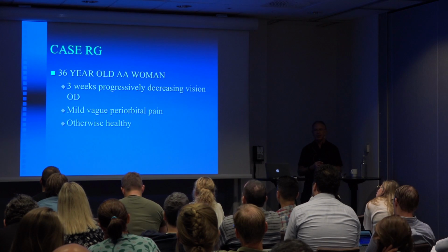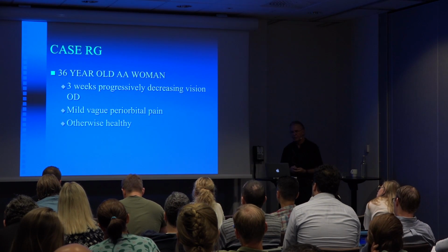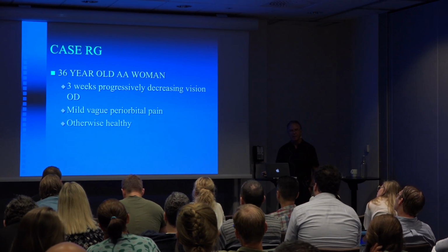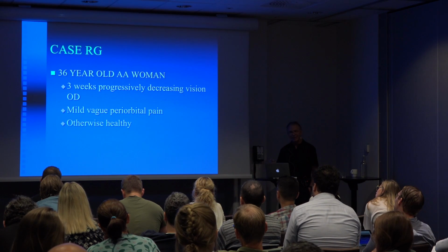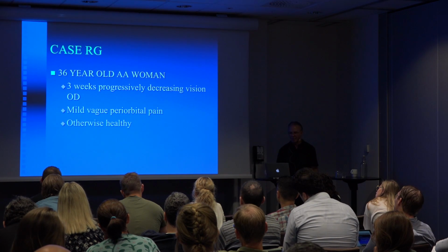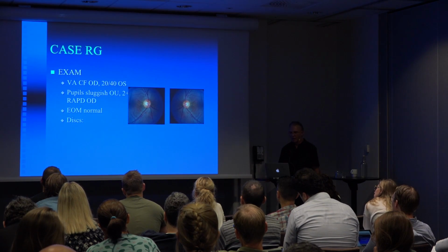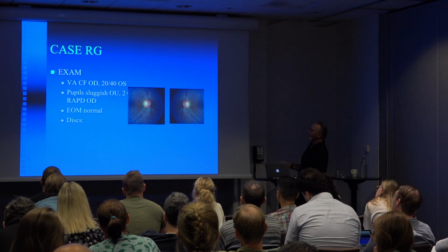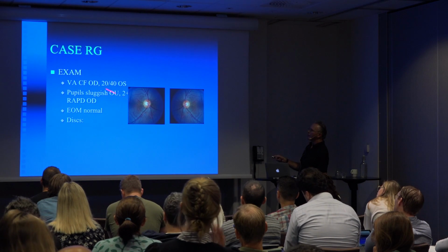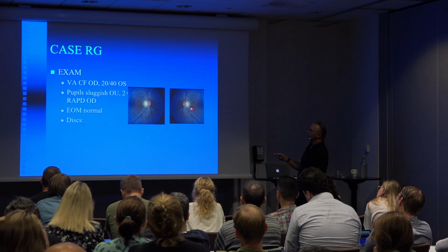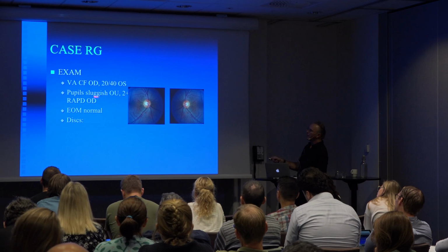Here's a second case of atypical optic neuritis. A 36-year-old African-American woman who's had 3 weeks of progressively decreasing vision in the right eye. Not so much pain with eye movement, kind of a vague periorbital pain, but otherwise healthy. Here's her exam. It's meant to represent normal fundus, but decreased vision in the right eye. You count fingers, and this eye a little bit down, 20/40.